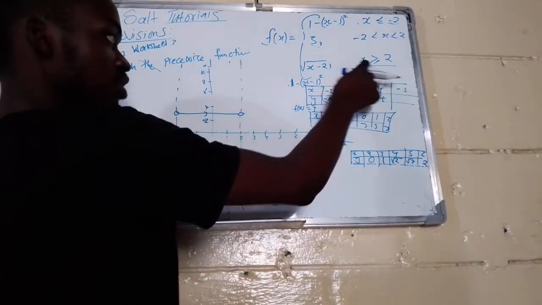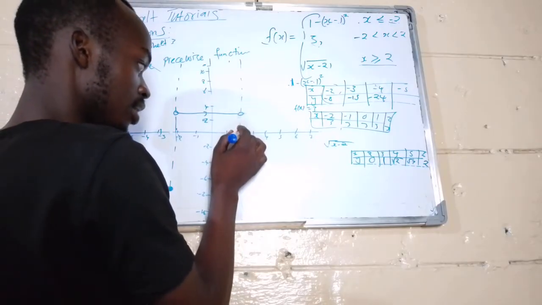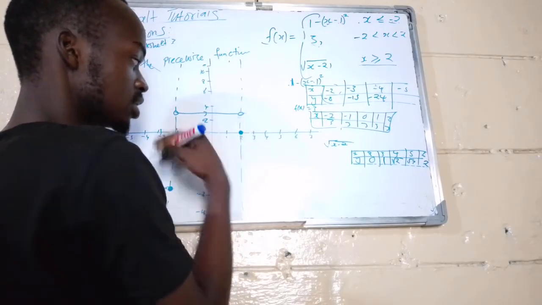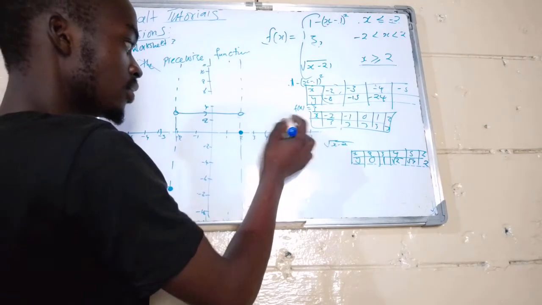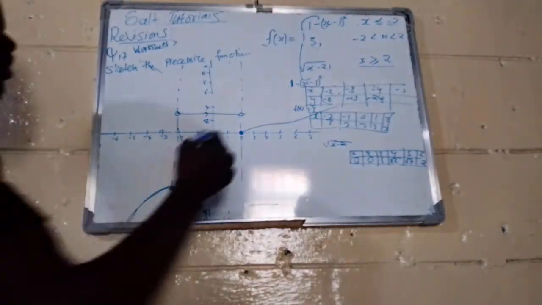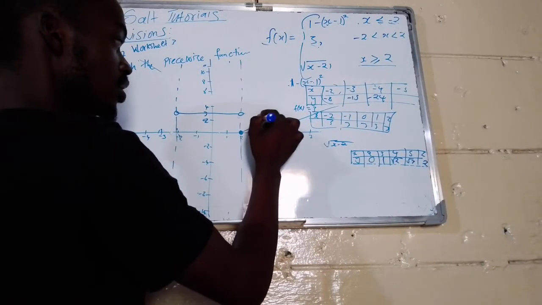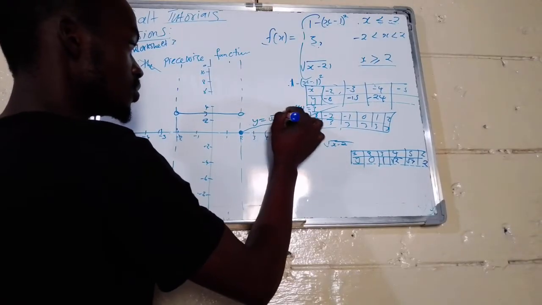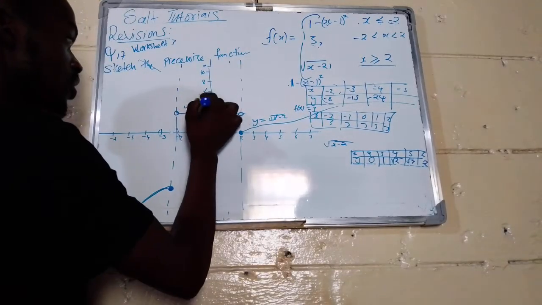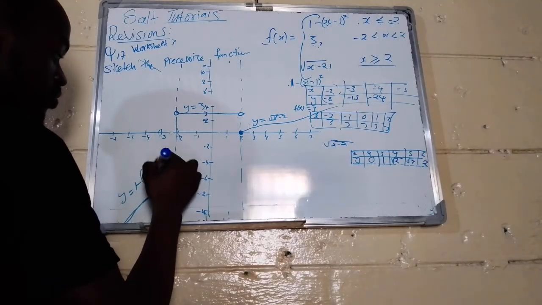Root of x minus 2, starting at 2, 0. You open your bubble here, but it is shaded because it is included. So your graph is going to move in that direction. That's the root function. So this is the f of x, or maybe y, equals the root of x minus 2. This is y equals 3, and this is y equals 1 minus (x minus 1) squared.